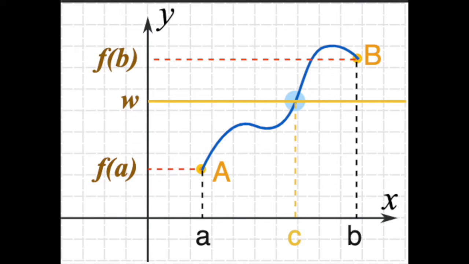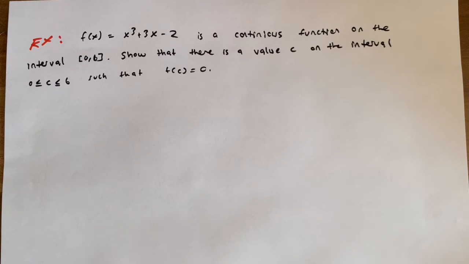In order for the intermediate value theorem to be applied, the function must be continuous. And since the function is continuous, we are 100% sure that there must be a c value that goes to a y value in between f(a) and f(b). And let's practice this theorem. So we have an example over here.